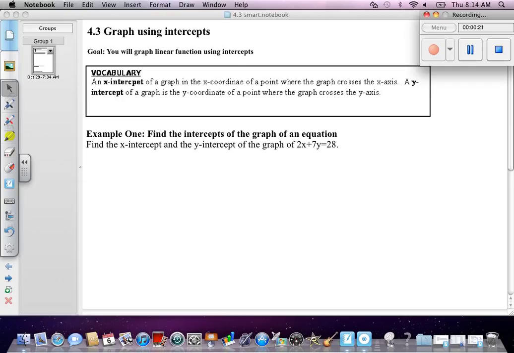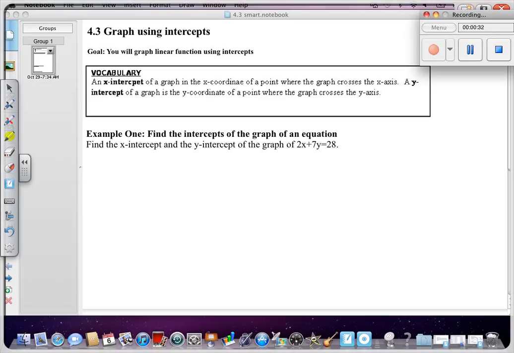Example 1, we're going to find the x and y intercepts of an equation. When something crosses the x-axis, the y value is what? 0. Okay, so we're going to plug this in. We're going to find out what x is when y is 0, because when you graph it, it's where y crosses the x-axis, so y would have to be 0.